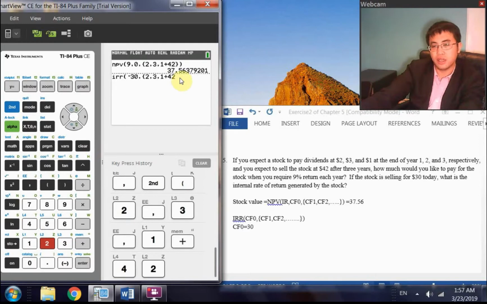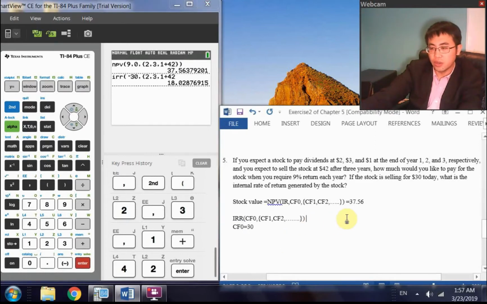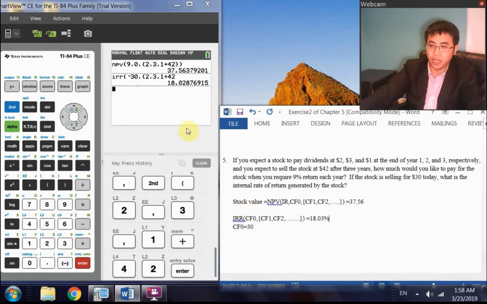It's okay to not put the brace and the parentheses. Just hit enter after this, because your calculator will just do it for you. So your IRR here is 18.03%. That means for the cash flow from negative $30 all the way to $2, $3, $1, $42, this stock is giving you 18% effectively on average, and that's pretty high return.